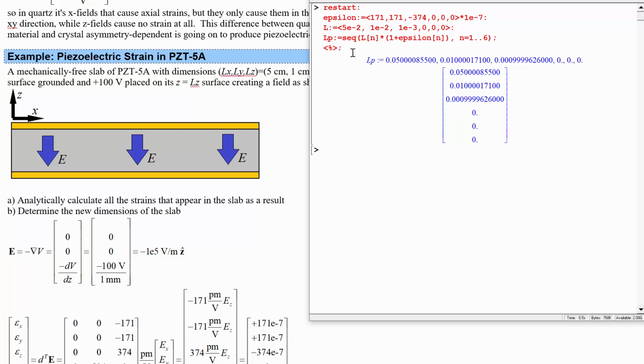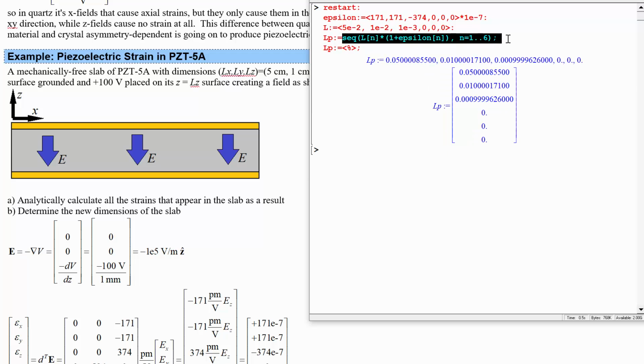There we go. Okay, so we could call this L prime again, or we could have put the vector brackets around the sequence to begin with to get it to display like this.